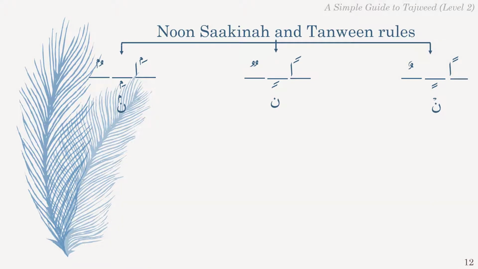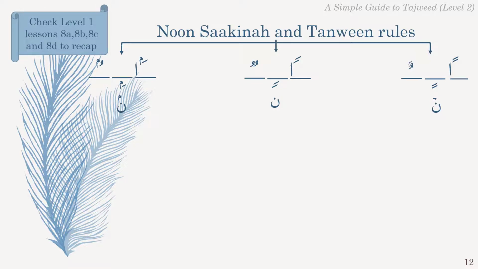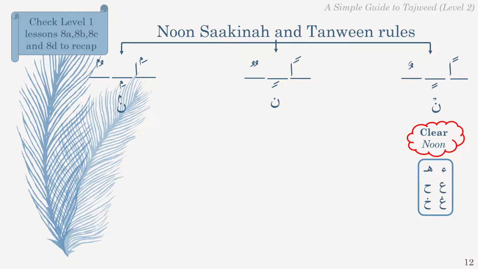As we mentioned in level 1, lessons 8a, 8b, 8c and 8d, Noon Saakinah rules are 4 rules. The first rule is when we find the equal Tanween set, or Noon Saakinah with Sukoon sign, we pronounce the Noon clear, and the letters that can follow this set are Hamza, Ha, Ain, Ha, Ghain or Kha.